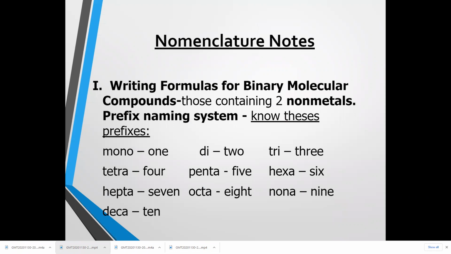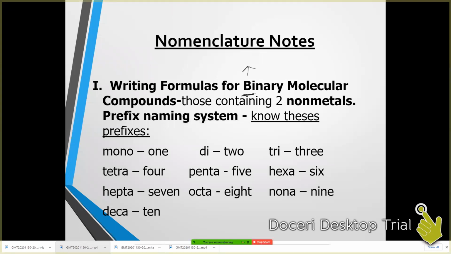This is really easy. We learned how to name 3 different compounds: molecular compounds, which is what we're doing today, ionic compounds, and then acids. And this is really by far the easiest one, so you shouldn't have any problem getting it. So we're going to start off with writing formulas for binary.